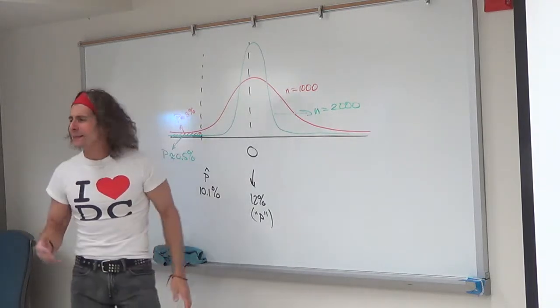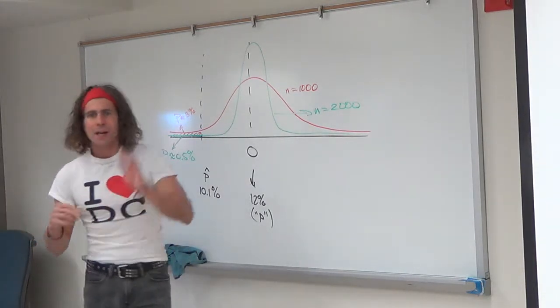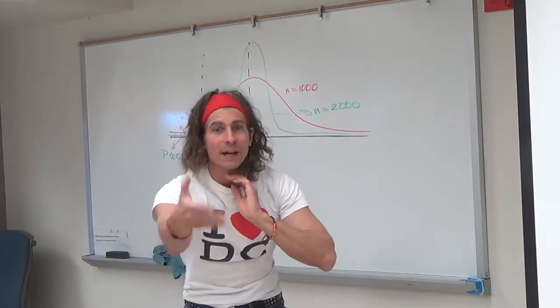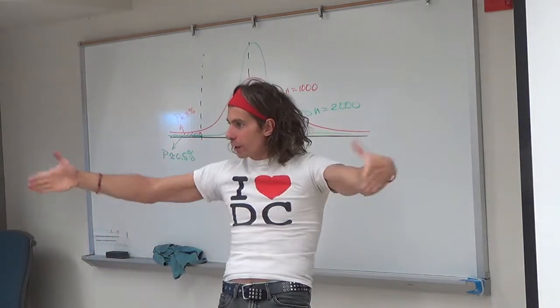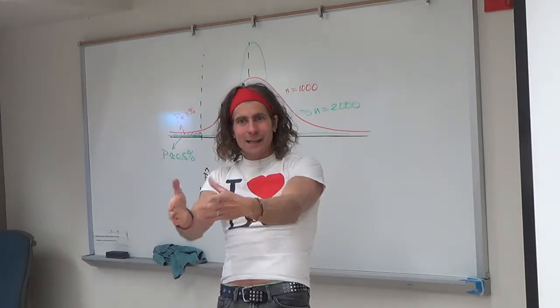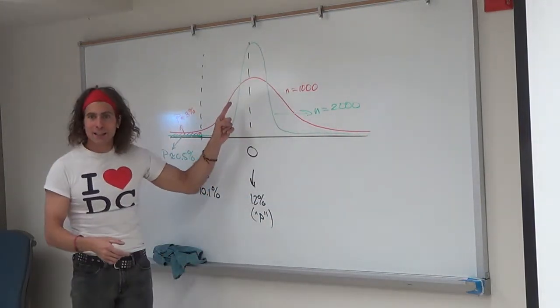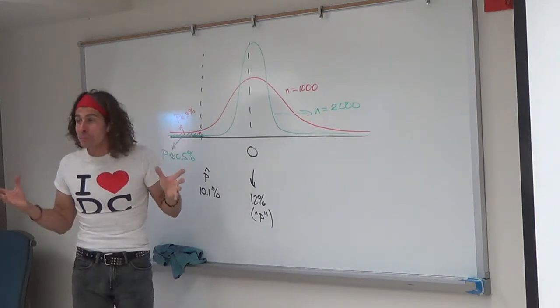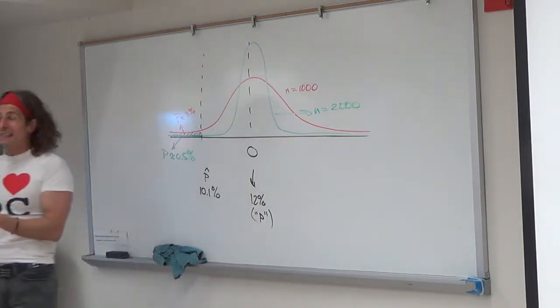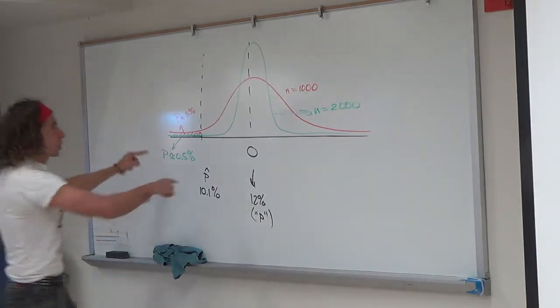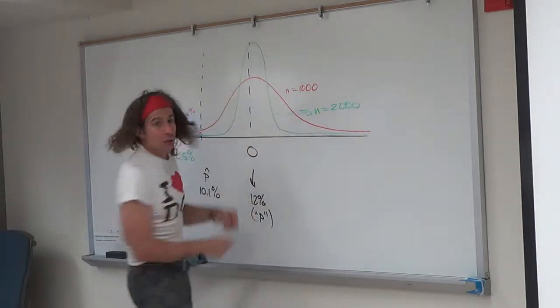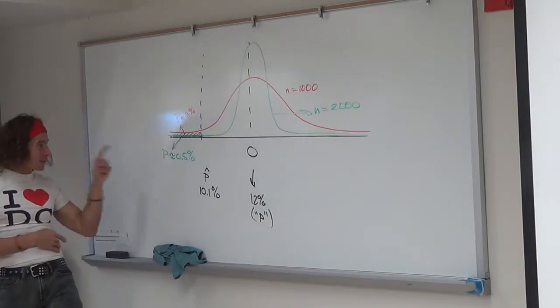It's the same thing that happens with margins of error in confidence intervals. When your sample size increases, the margins of error shrink. That's what's happening to the curves. And if you were to survey 5,000 people or 10,000 people and still maintain a 10.1% p-hat value, these curves are going to get even skinnier and taller, which makes that even more extreme.